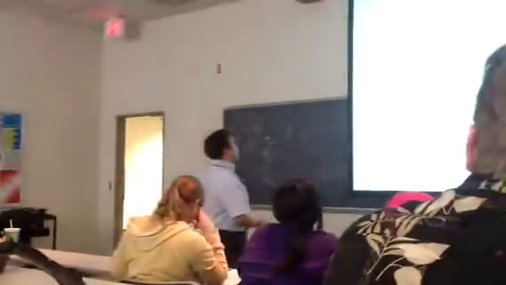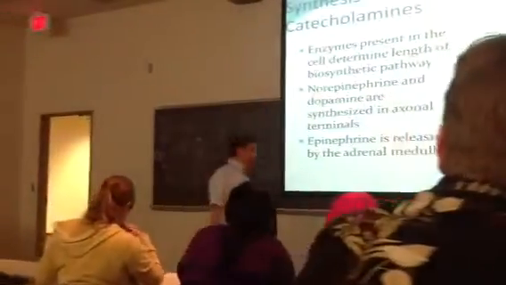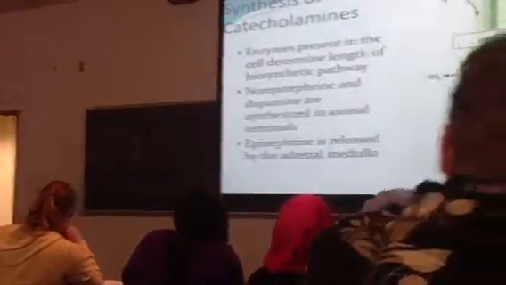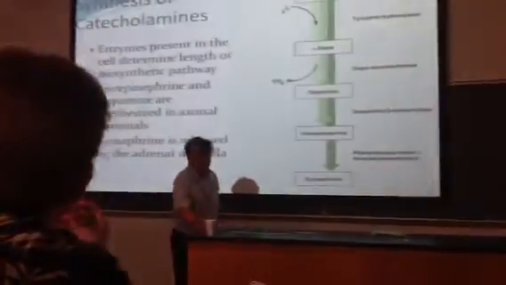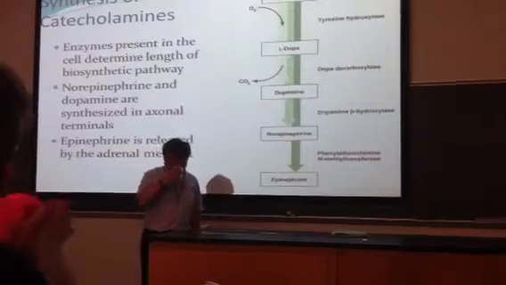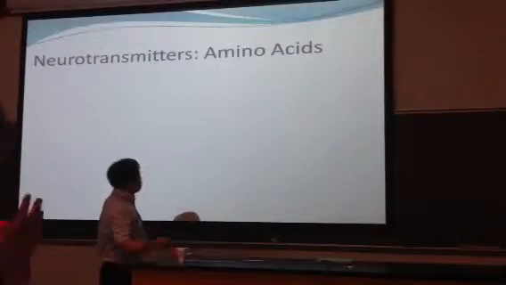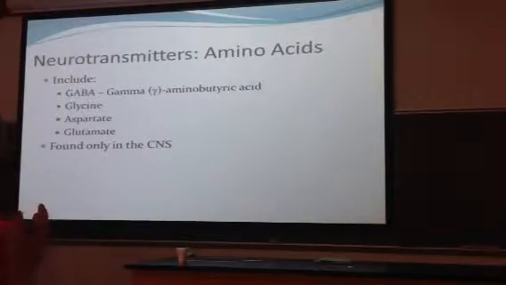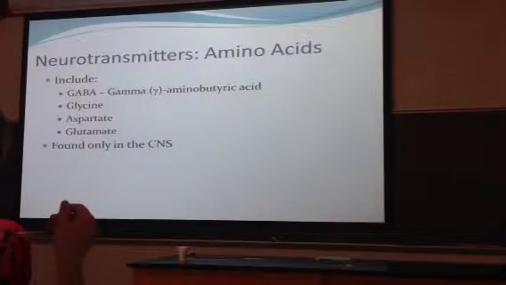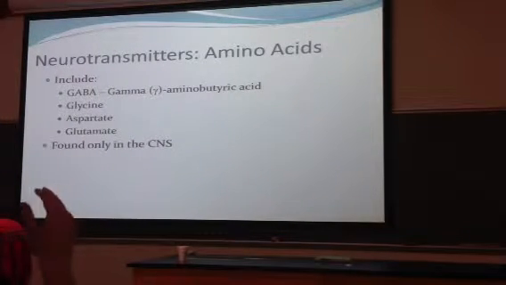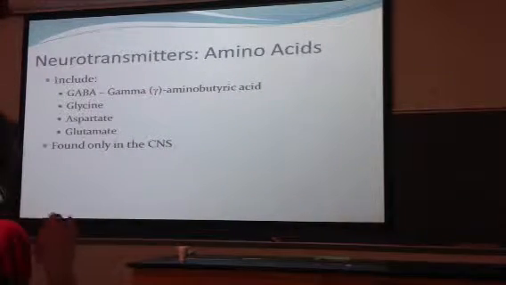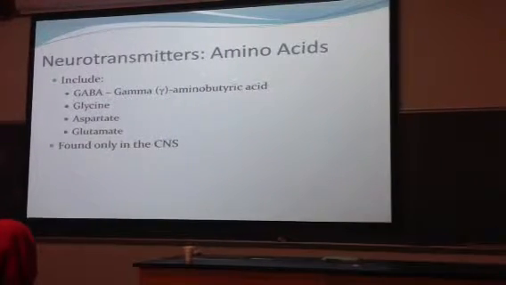All right, what's next? So we talk about acetylcholine. We talk about amino acids. Okay, we know 20 different amino acids. Some of them function as neurotransmitters, and here are their names.